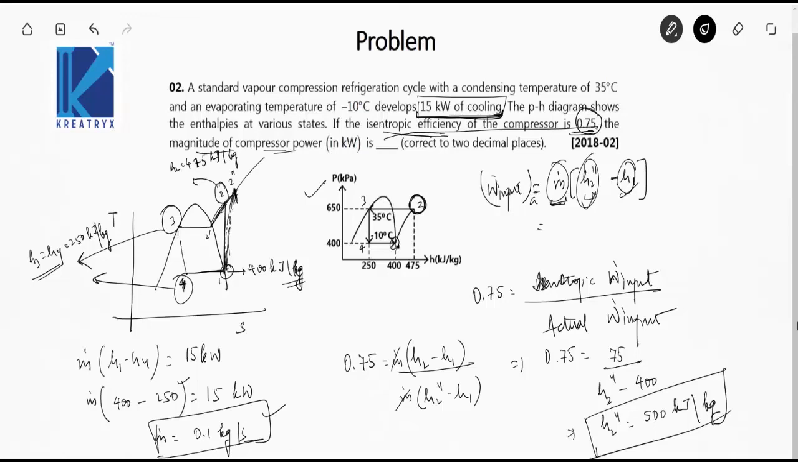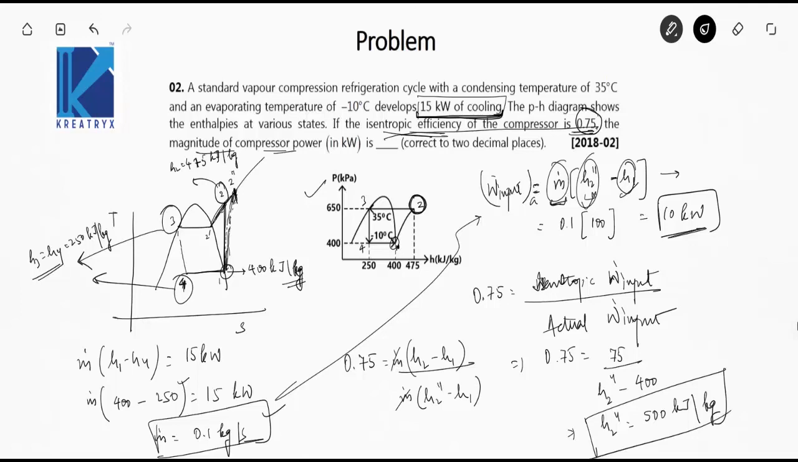Now we have m dot, h2 double dash and h1. Put the values in the equation: 0.1 into (h2 double dash minus h1), that is 100. So this will be 10 kilowatt. So the actual work input to the compressor, or the compressor power, is 10 kilowatt. Okay, thank you.